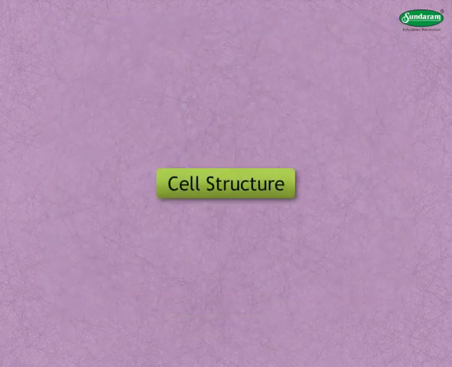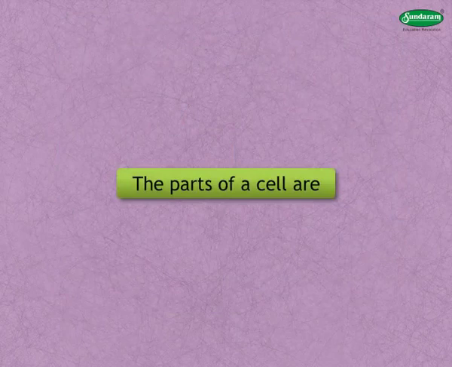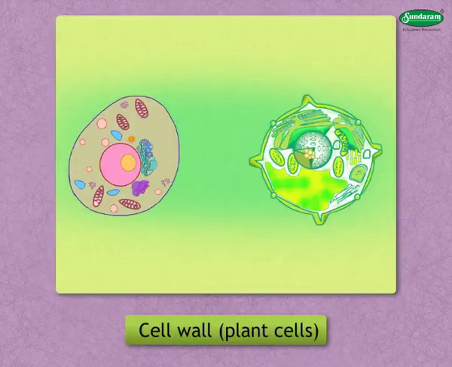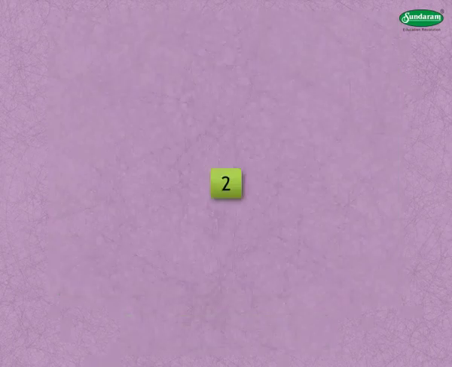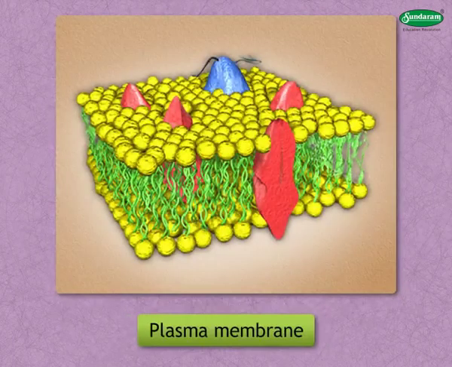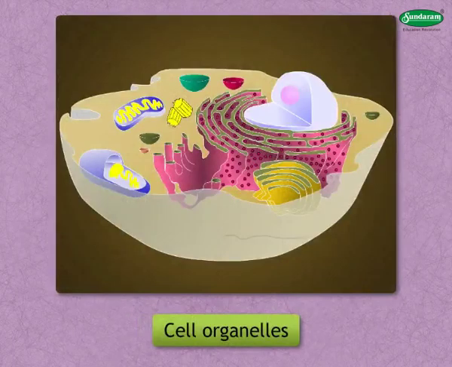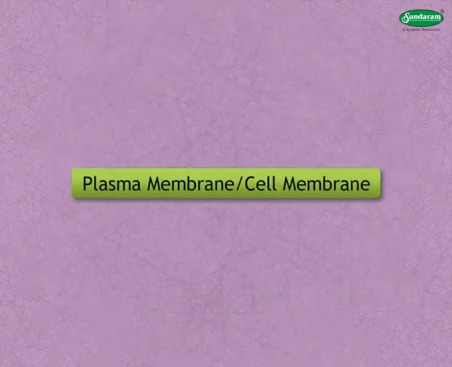Cell structure. The parts of a cell are: 1. Cell wall, which is in plant cells. 2. Plasma membrane. 3. Cytoplasm. And 4. Cell organelles. Let us now see each of these parts in detail. Plasma membrane or cell membrane.